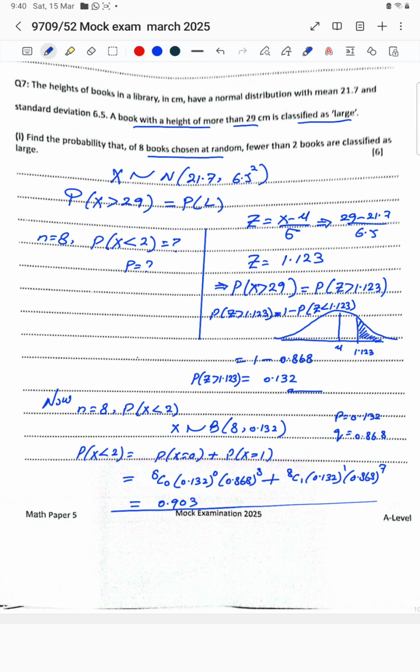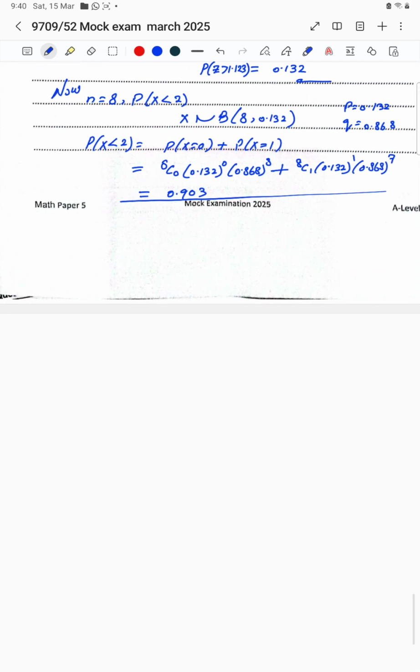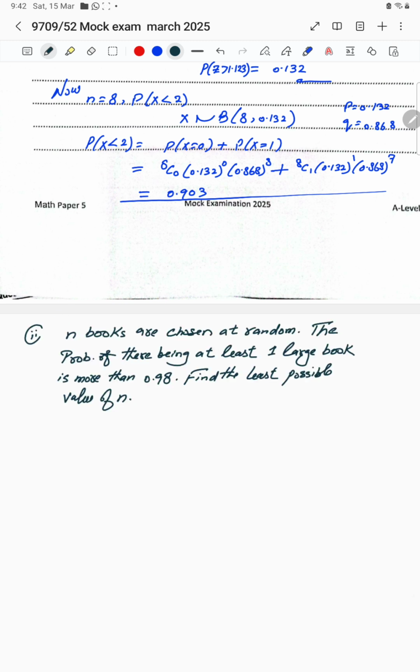So this is the final topic, and there is one more part. Somehow it's not here. Let me write. Oh, okay guys, I have written the question here. n books are chosen at random. The probability of there being at least one large book is more than 0.98. So you are given probability of x is greater than or equal to 1, at least one large book, is 0.98. Now you are given the probability and you have to find the number. This is a 3 marks question.